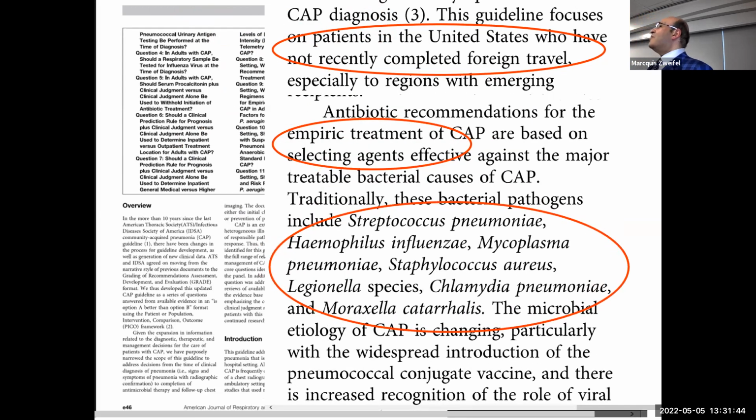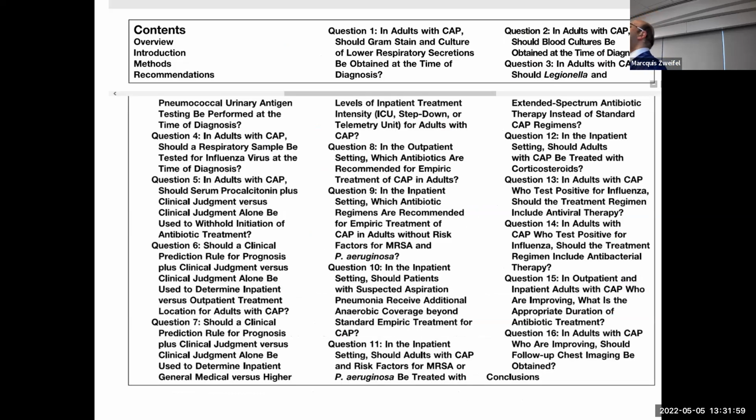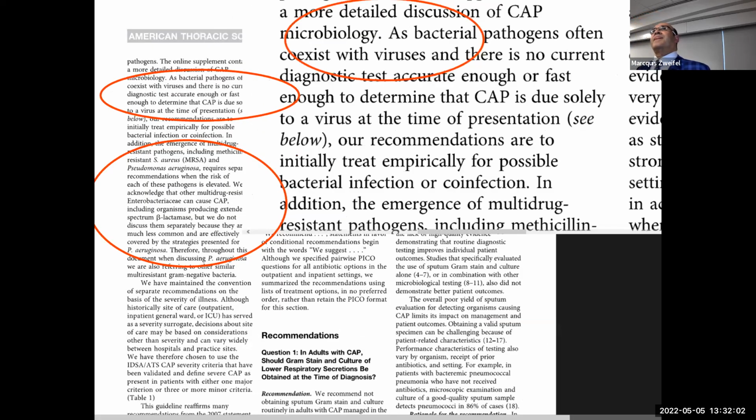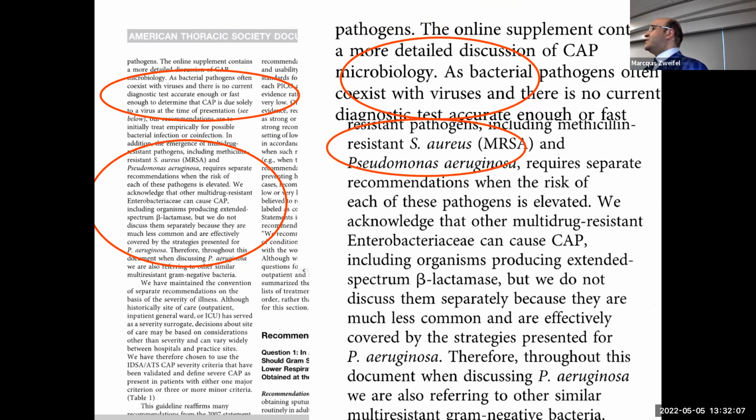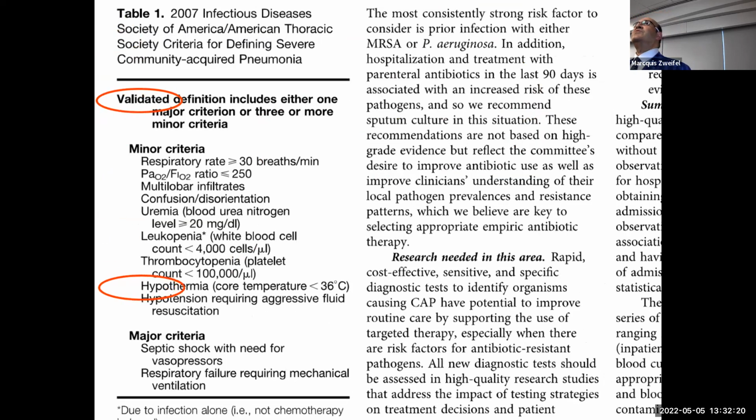They are mainly covering the common causes of pneumonia, strep pneumo, Haemophilus influenzae. They are also talking about Mycoplasma, Legionella, all these organisms that commonly cause pneumonia. And also they are talking about covering MRSA and Pseudomonas. They consider all other gram negatives will be covered with the same antibiotic that you cover for Pseudomonas. Definitely you have some difference in resistance, but this is what they are covering.